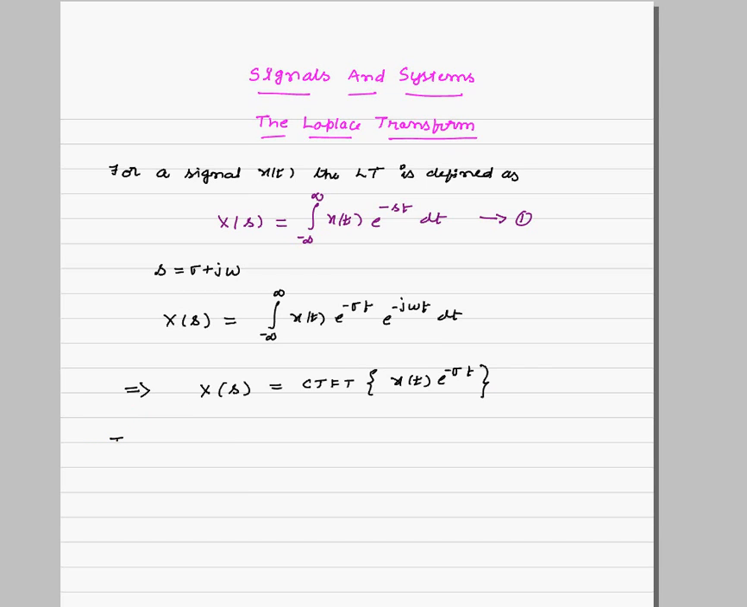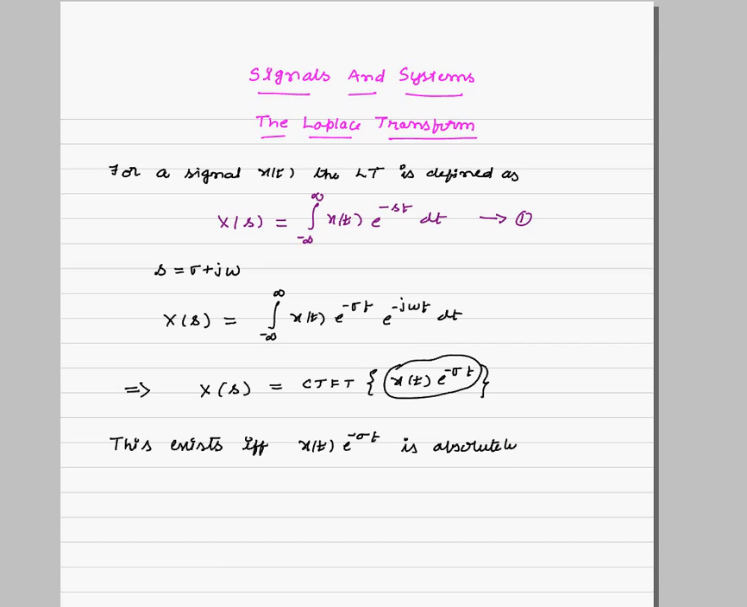So when will this exist? If you remember the Fourier transform, when does a signal have a Fourier transform? It has a Fourier transform if and only if that signal is absolutely integrable. Here we want the Fourier transform of this whole term, so it exists only if x of t into e power minus sigma t is absolutely integrable.